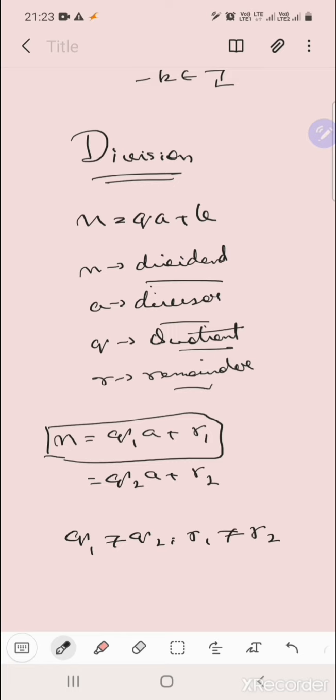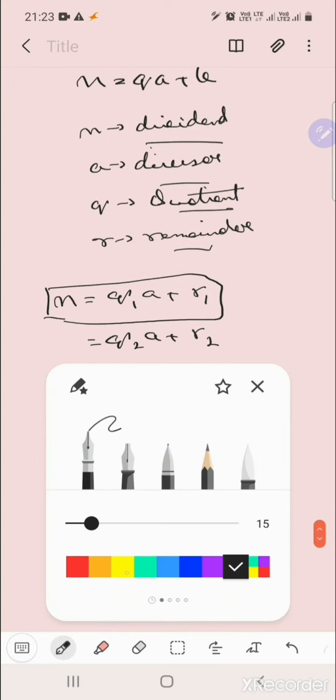Achha, this is one of the main properties. Let me prove this also. Proving this is quite easy.